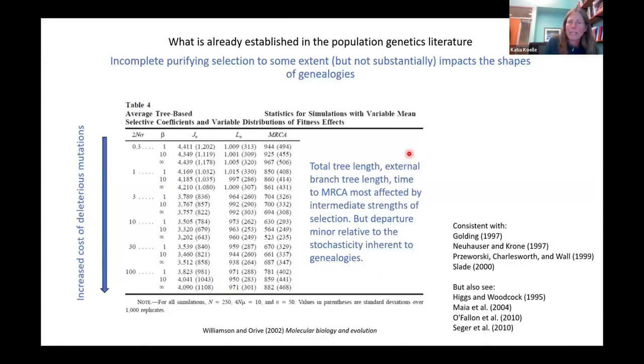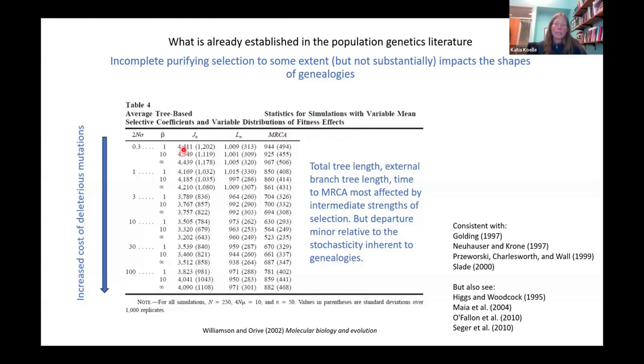And so what previous work has done, in this paper as well as in many others, has shown, first of all, that incomplete purifying selection, to some extent but not very substantially, impacts the shape of genealogies. This is primarily done with forward simulation models, where, for example, here we look at simulations where the cost of deleterious mutations is increased, and we look at things like total tree length, or the external branch tree length, or the time to the most recent common ancestor.